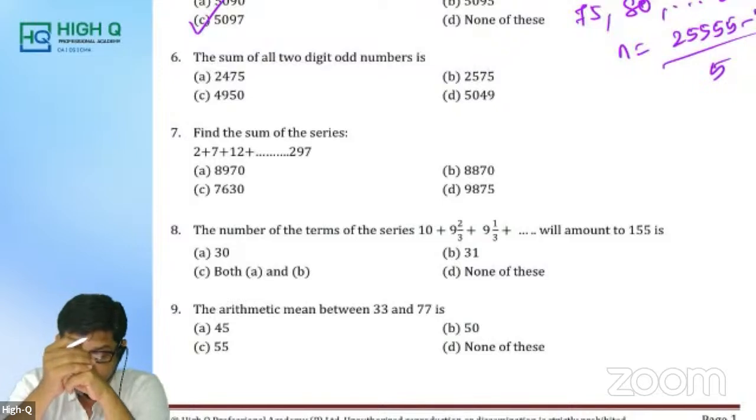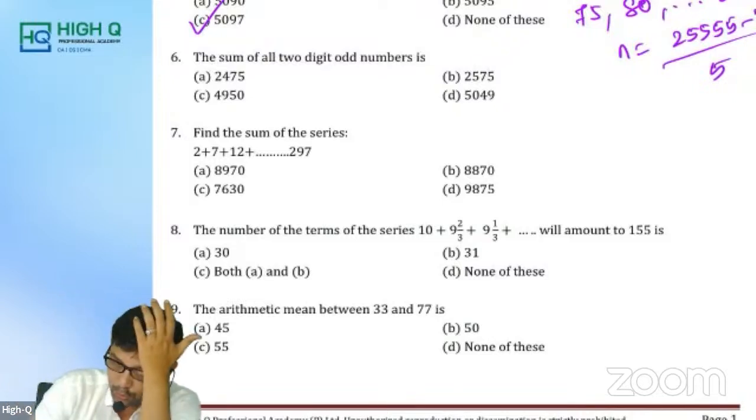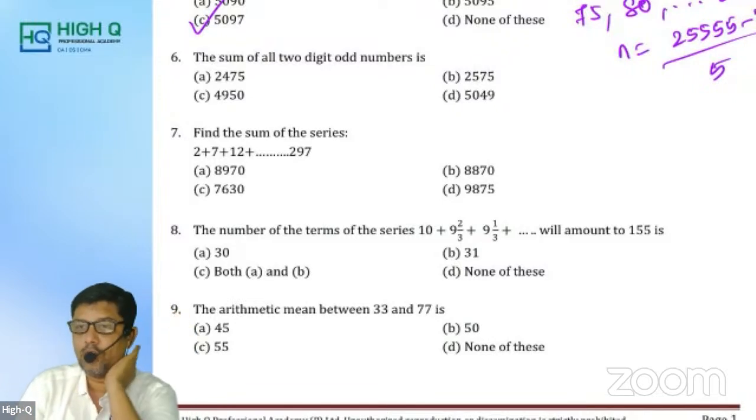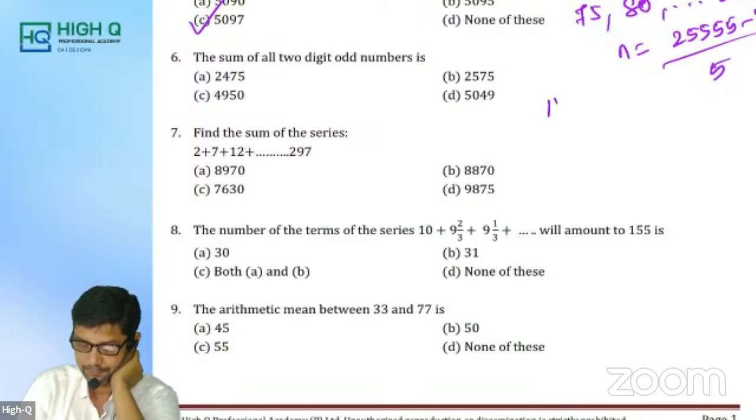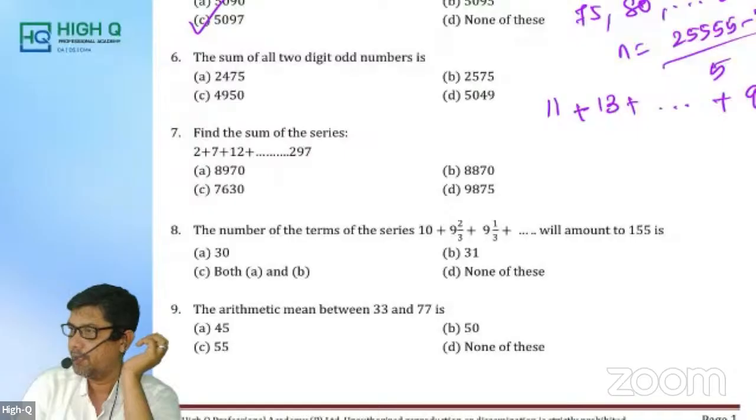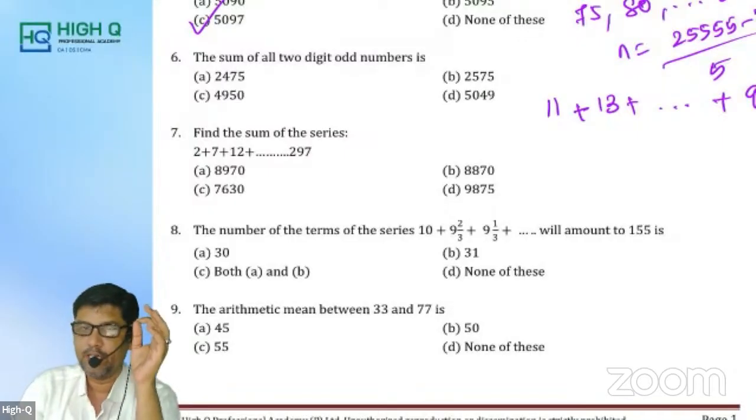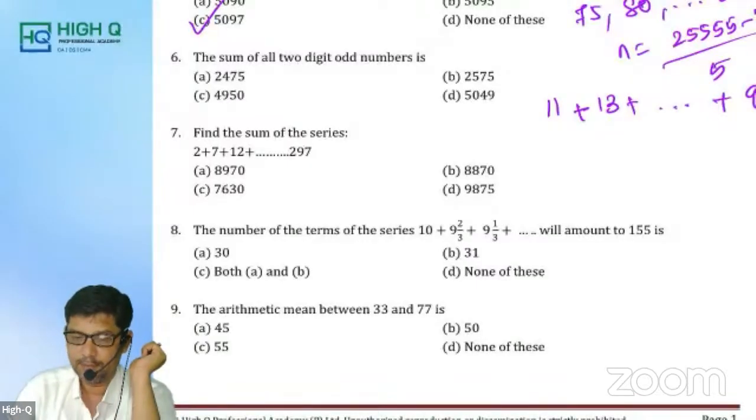The sum of all 2-digit odd numbers. So what is the first 2-digit odd number? 11. Second 2-digit odd number? 13. Dot, dot. What is the last 2-digit odd number? 99. Is that correct, my dear? So we need to find the sum of all 2-digit odd numbers. Now we need to find total how many terms are there. Is that correct, my dear?